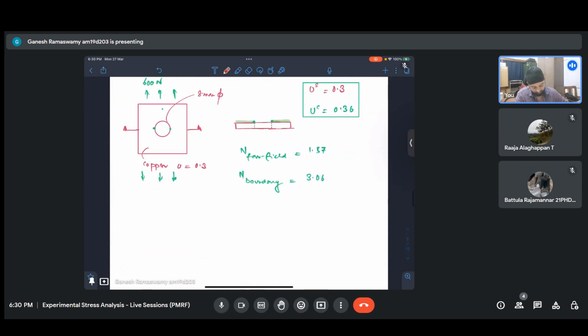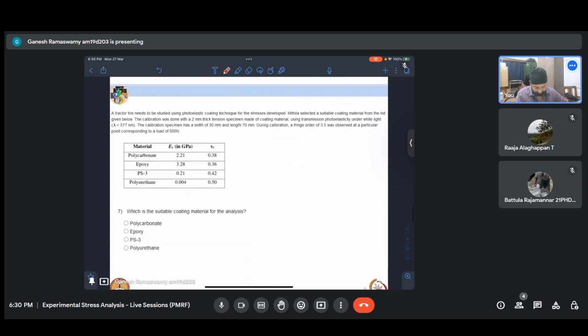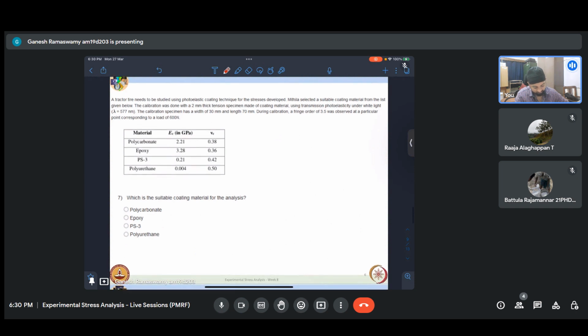Okay, so I take it that this is clear. So let us look at this problem. A tractor tire needs to be studied using photoelastic coating technique for the stresses developed. So we are dealing essentially with rubber-like material.